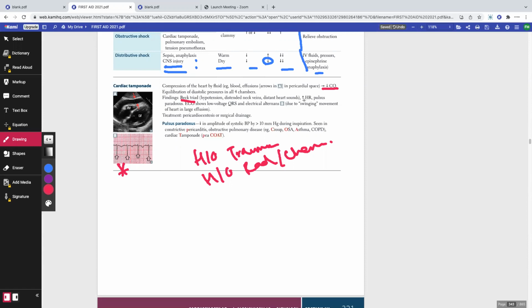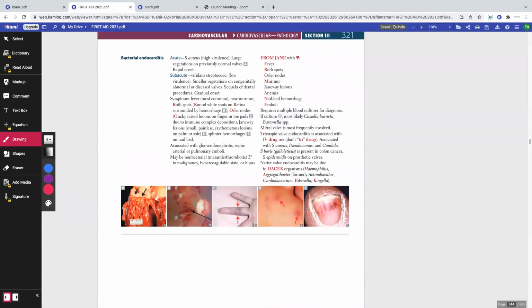Next, patients will have Beck's triad, that is hypotension, distended neck veins, and distant heart sounds. This is very high yield. Patients will have pulsus paradoxus, that's very high yield. And treatment is either pericardiocentesis or surgical drainage, very high yield. And then what is pulsus paradoxus? A decrease in amplitude of more than 10 millimeters of mercury during inspiration. And where do we see it? We see it in these conditions: constrictive pericarditis, obstructive diseases such as croup, obstructive sleep apnea, asthma, COPD, and cardiac tamponade. Are we clear, yes or no? Everyone?